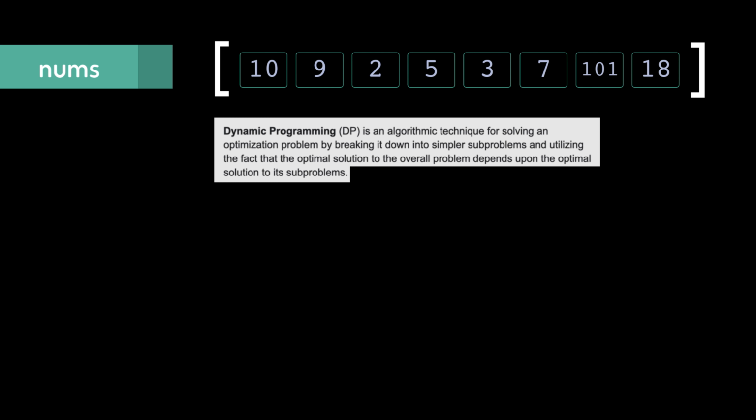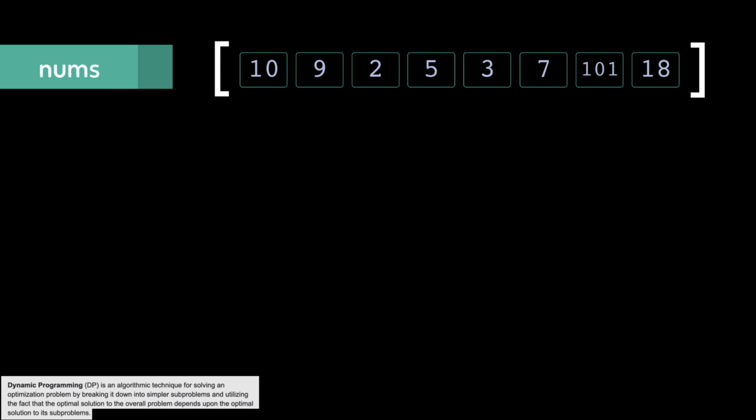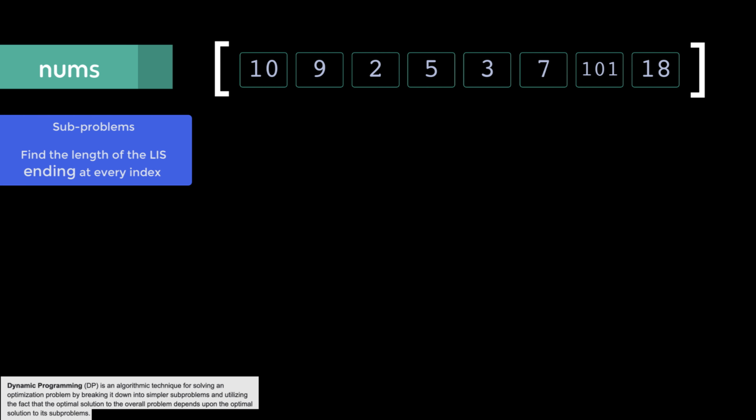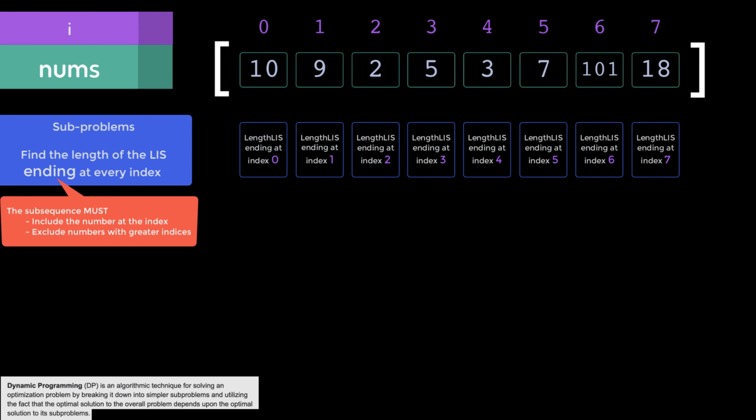The essence of dynamic programming is in breaking a problem down into simpler subproblems, and using the fact that the optimal solution to the overall problem depends on the optimal solution to the subproblems. In this question, the subproblems we need to solve are finding the length of the longest increasing subsequence ending at each index in the array. What I mean by the word ending is that the subsequence has to include the number at the index, and it cannot include numbers with greater indices.